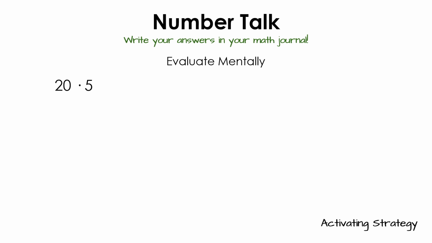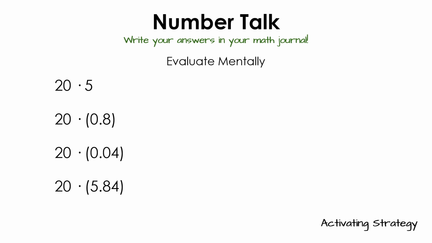Hello. So we have our activating strategy today, and it is called Number Talk. We want you to evaluate mentally the following numbers. So we have 20 times 5, 20 times 0.8, 20 times 0.04, and 20 times 5.84.